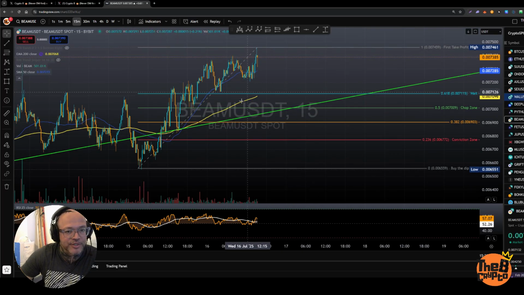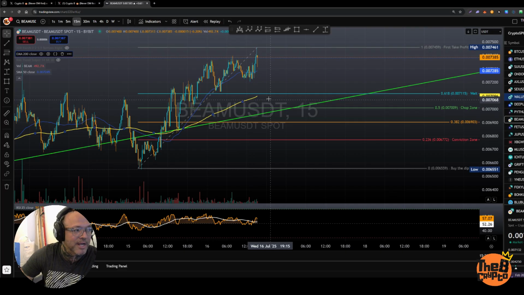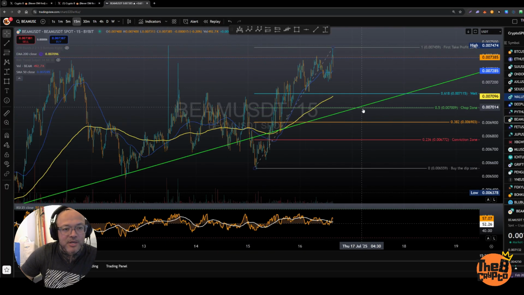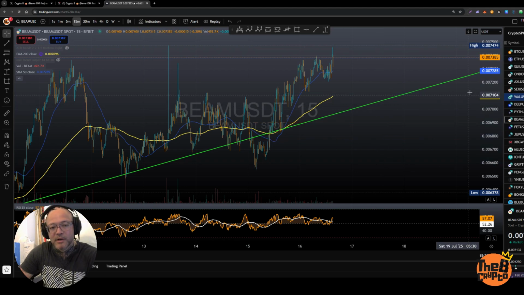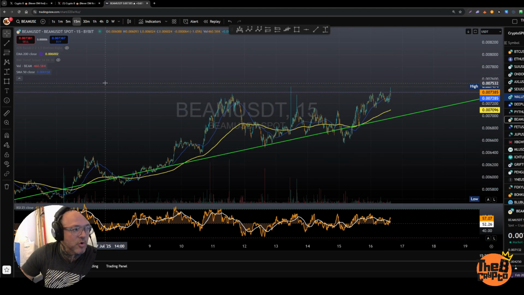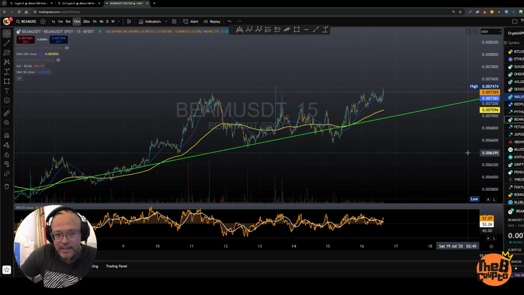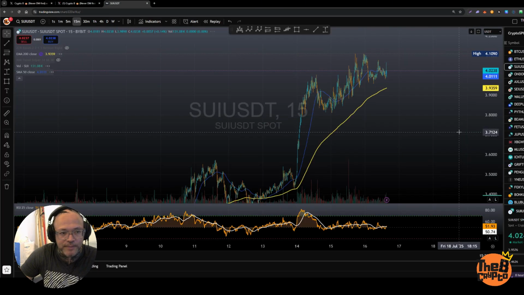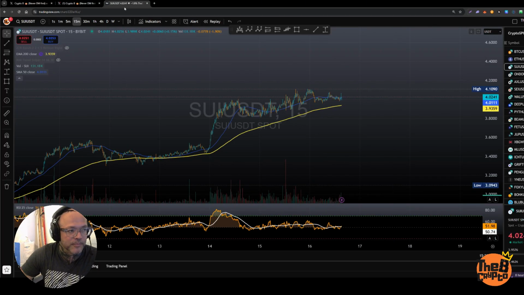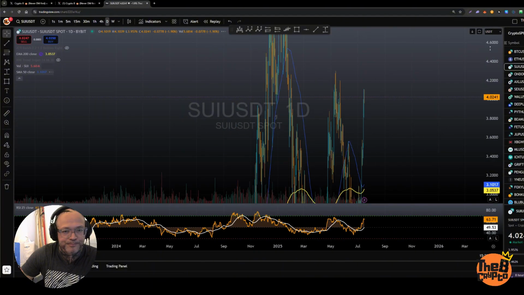I expect a retrace in this area, as you can see here, the chop zone. But if it's above the 200 EMA, I'm happy with that. Okay, so just keep your eyes open for that. So let's go to another coin. Let's go to Sui. So here Sui, let's go Sui 1 day.